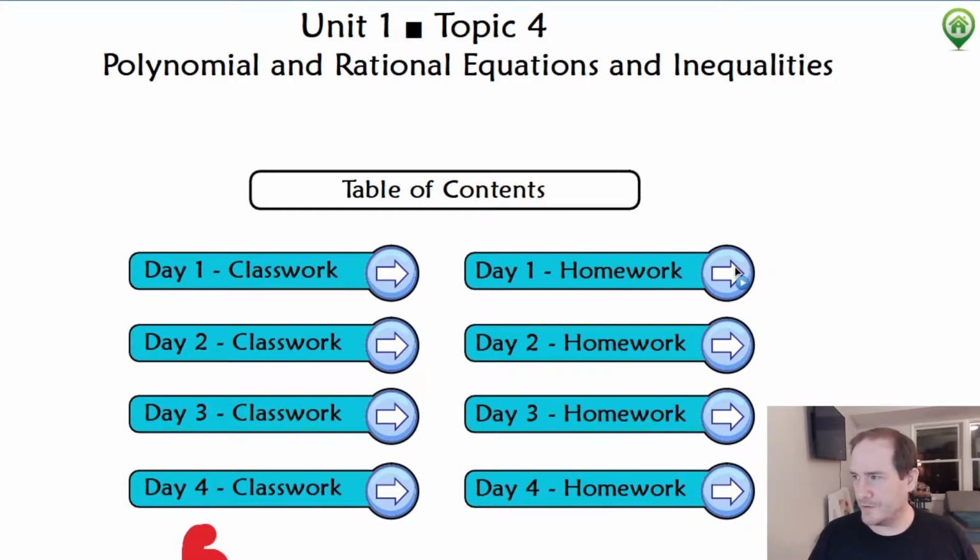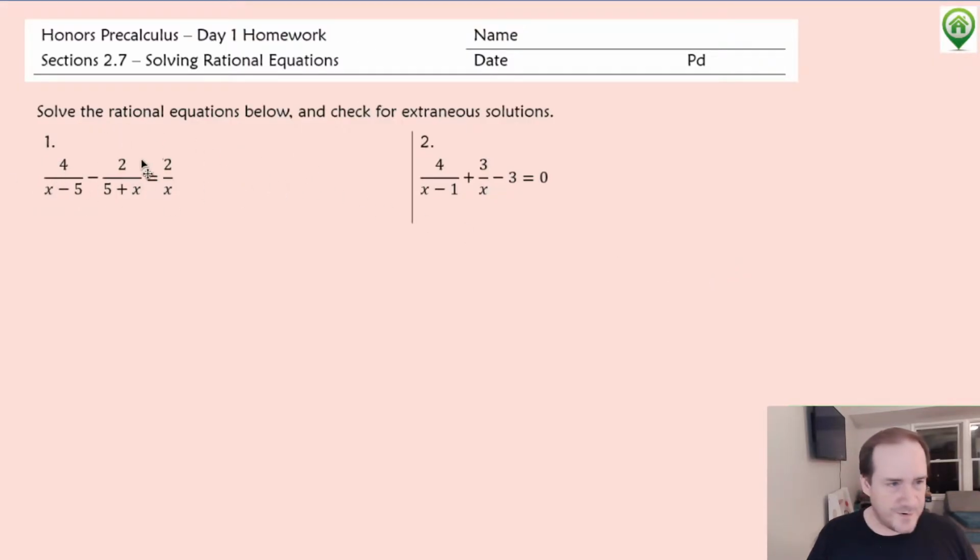So off we go. So maybe you remember this. This is from a while ago. We were solving rational equations. I think most everybody felt fine with this, but we'll go through it anyway.